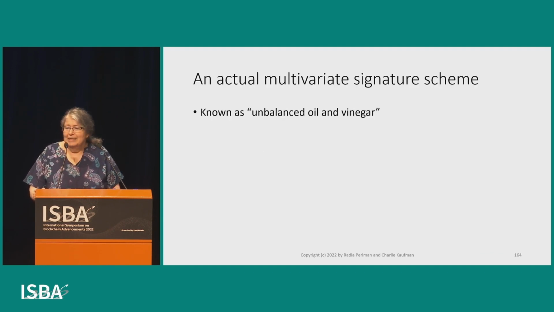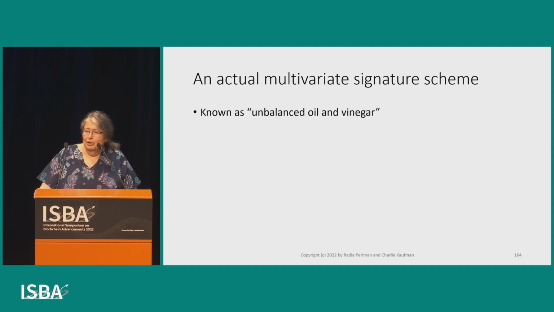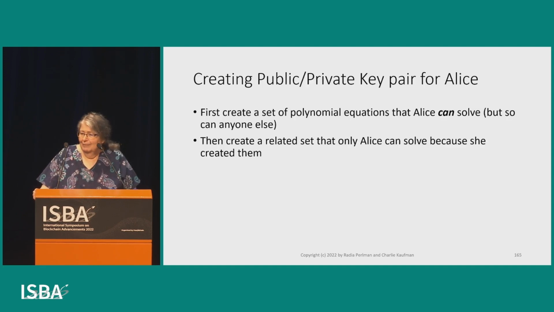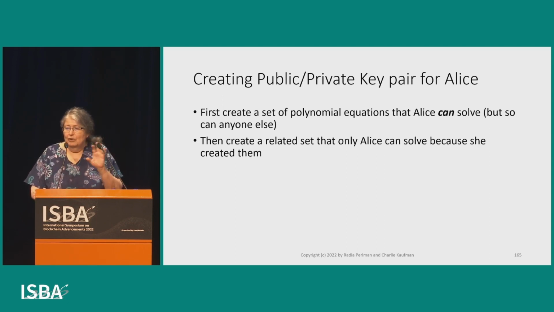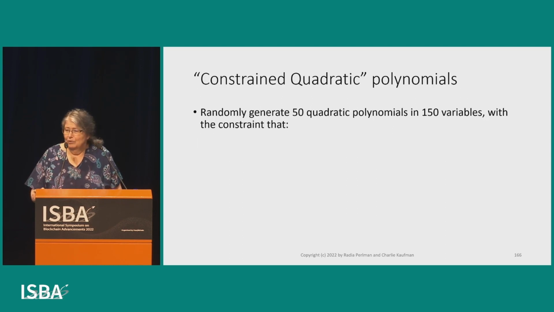Okay, so this is the actual multivariate signature scheme, which will hopefully be something that we could choose from eventually. It's called Unbalanced Oil and Vinegar. So what you do is Alice creates a set of polynomial equations that Alice can solve, but so can anybody else if they saw that. And then you create a related set of equations that only Alice can solve. So how do you do this?